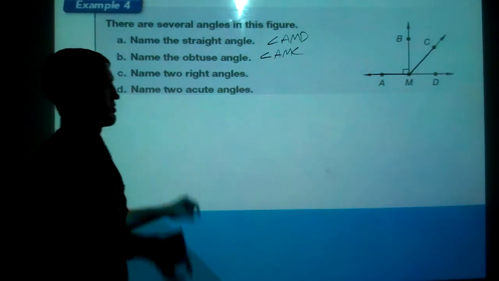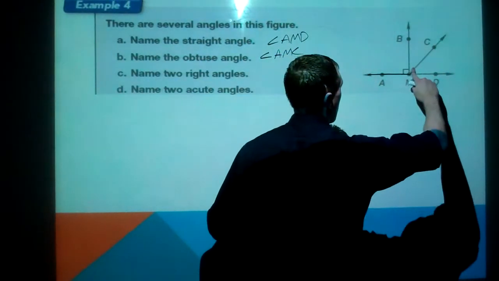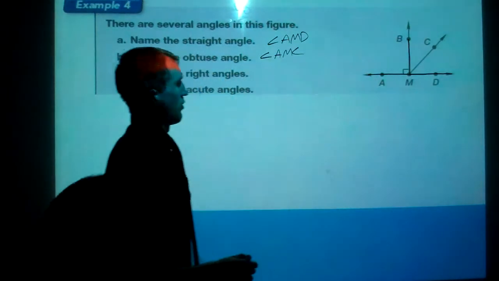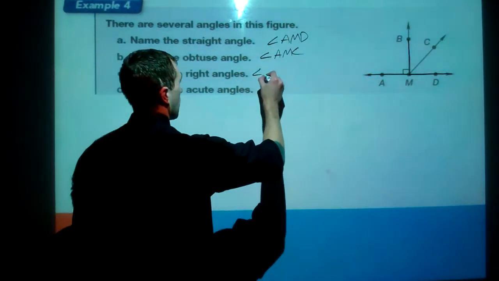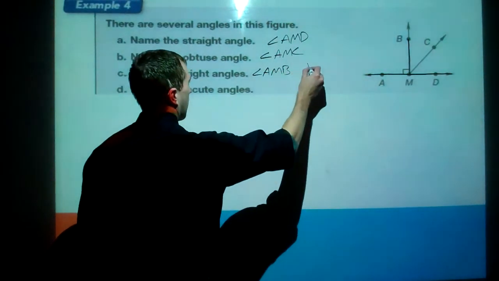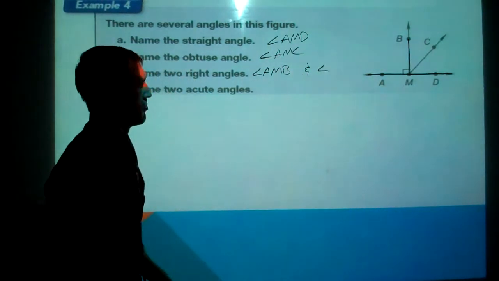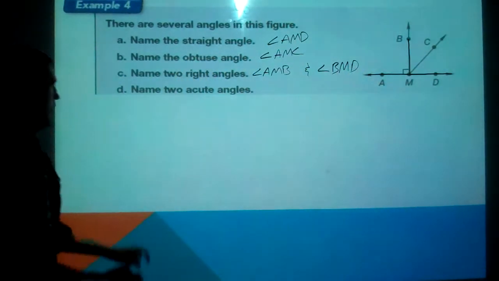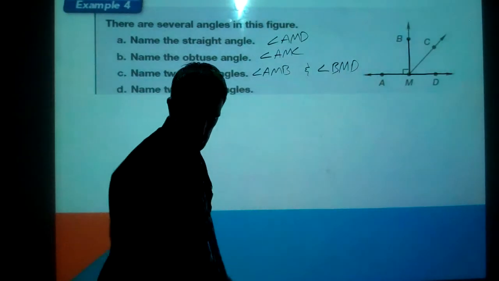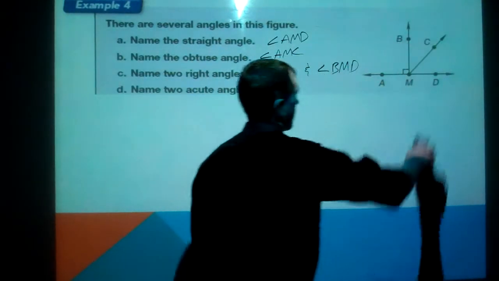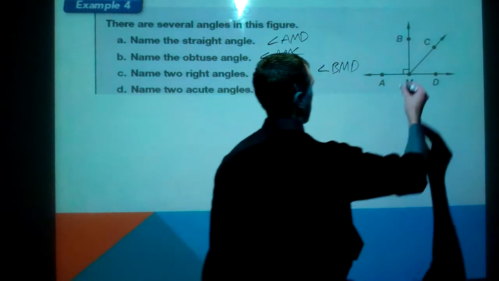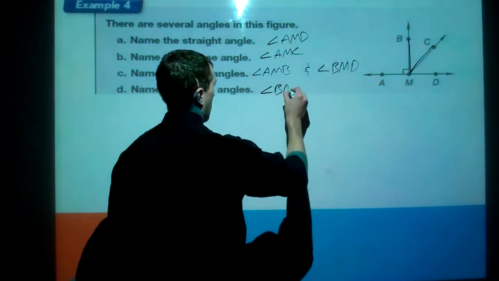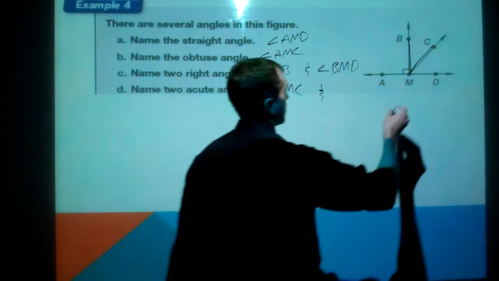Name two right angles. We've got one right there and one right there. We have AMB and angle DMB. And finally, two acute angles. We have two that are a little harder to see. We've got one here, BMC, and CMD.